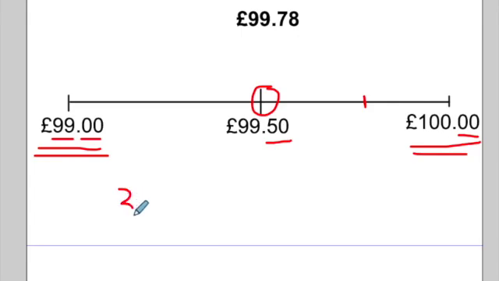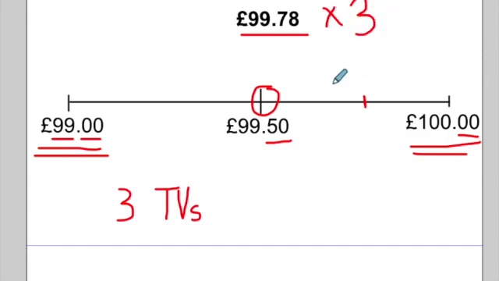So if you had an estimating question which asked you to estimate the value of 3 televisions that cost £99.78 each. Now you've been asked to estimate how much it would be for 3 televisions. You would use your rounding skills when you're estimating. So £99.78, look on our number line, it's closer to £100. So that means that we would estimate the value of the 3 televisions to be 3 times £100.